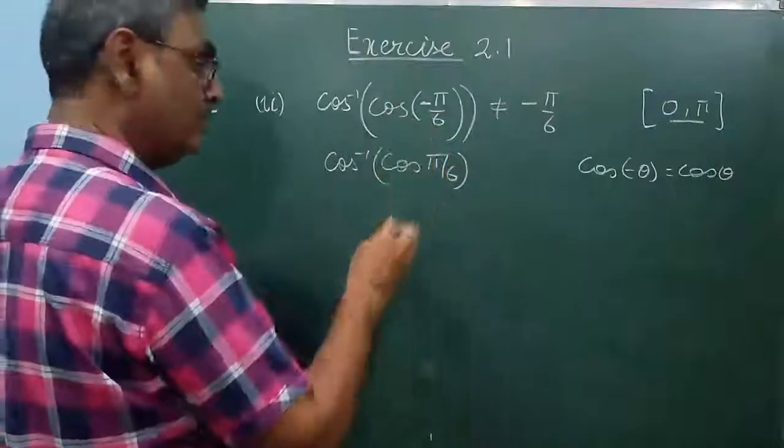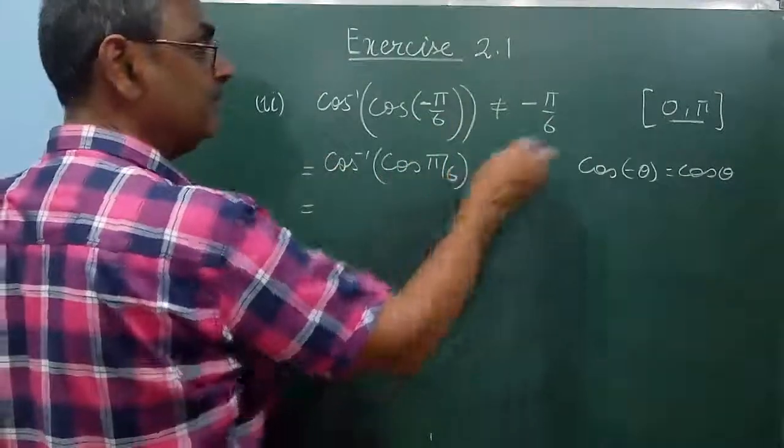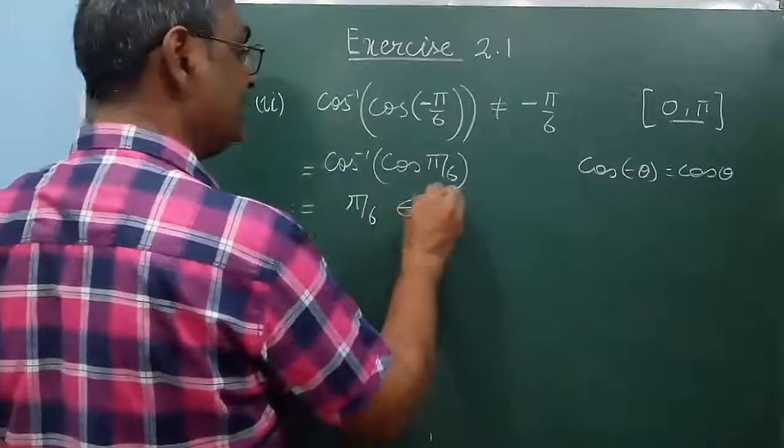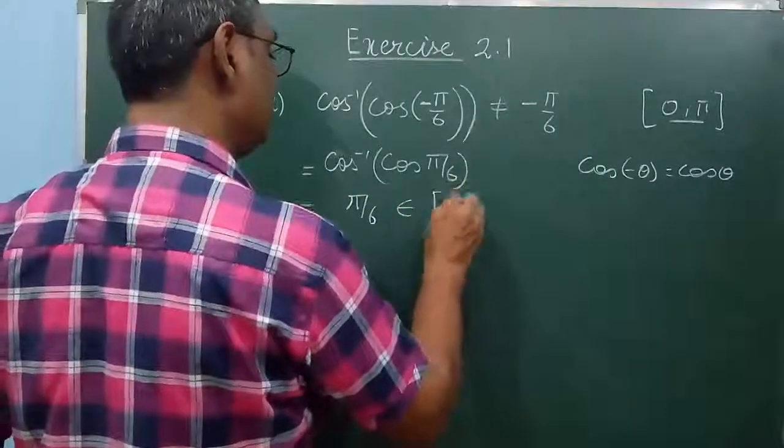So here minus will go. So what will be left? Now this belongs to this range. So here the answer will be pi by 6, and this belongs to 0 to pi.